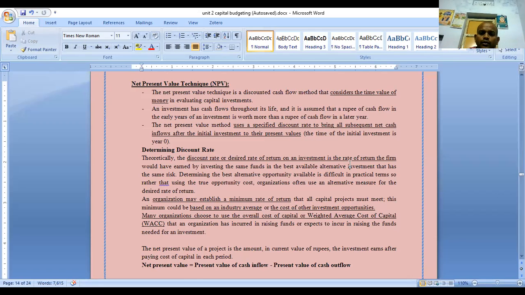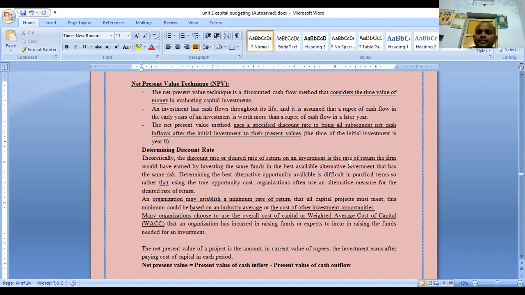so that whatever cash inflows the firm is expecting should be more than the investment. If it is more, it has positive NPV. If it is less than the investment, those are nothing but present value of cash outflows. If it is less than the outflows, it is negative NPV, which is not suggestible.